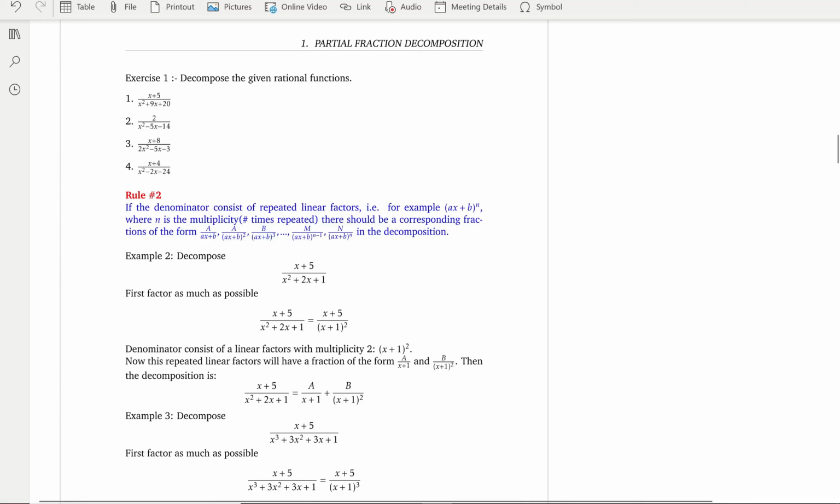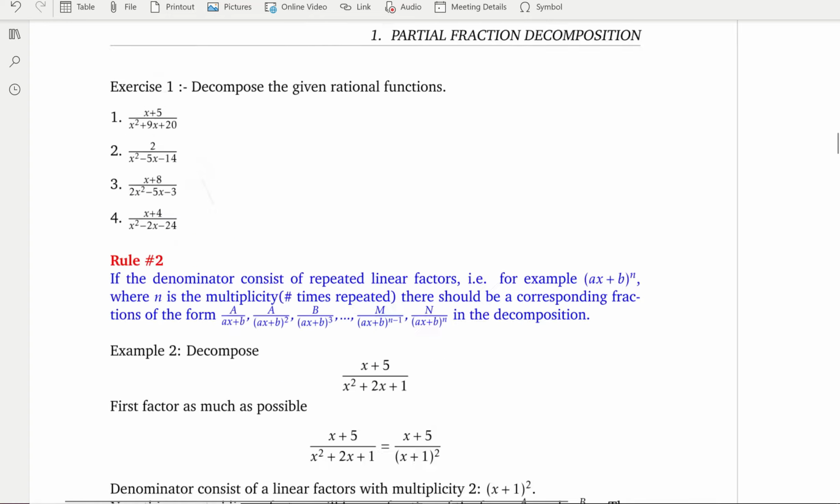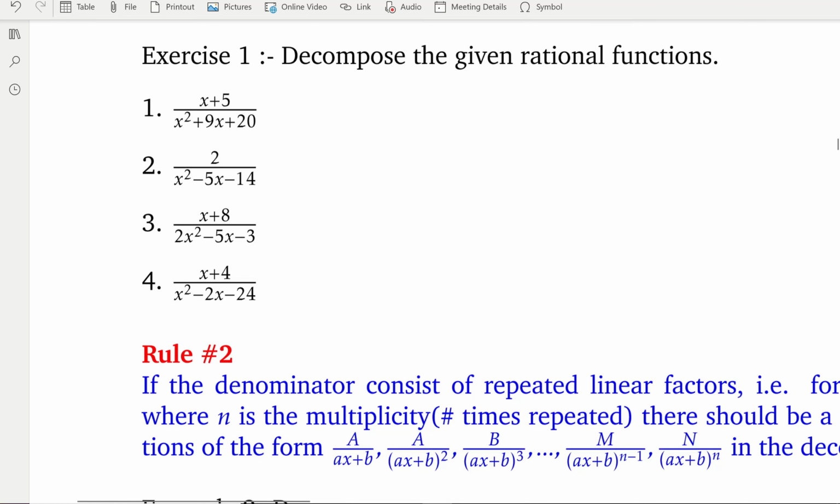Hello everyone, so let's continue our discussion about partial fraction decomposition. So what did we learn in the previous video? Well, in the previous video we learned how to write a partial fraction decomposition of a rational function where in the denominator you have distinct linear factors. So let's start with an example. Okay, so x plus 5 over x square plus 9x plus 20.